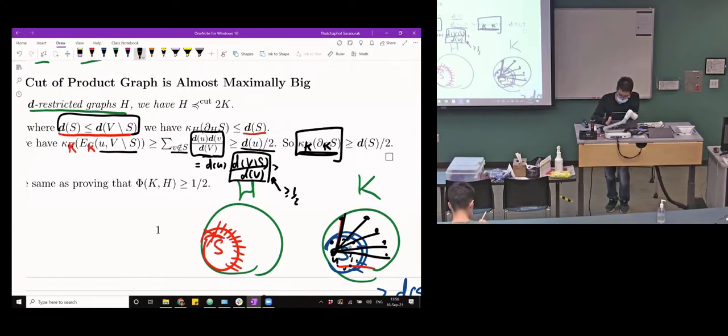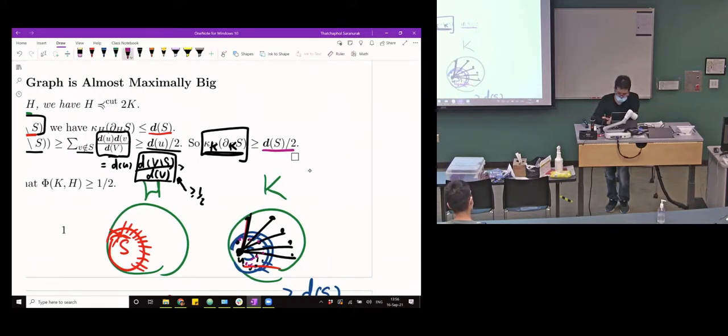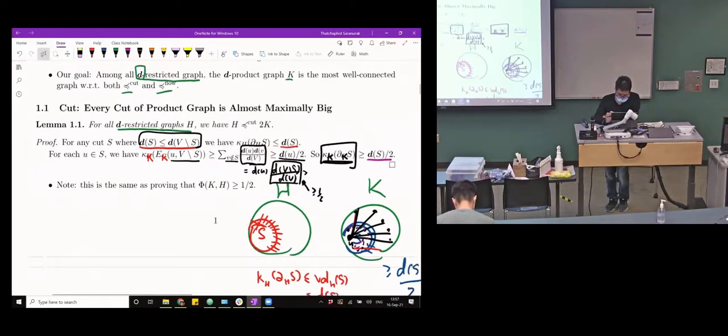So if you count, this is the cut size contributed by U, which is at least the degree of U. Now if you count over all nodes, the cut size is going to be at least ds over 2. Because, like, make sense? Okay. Yeah.